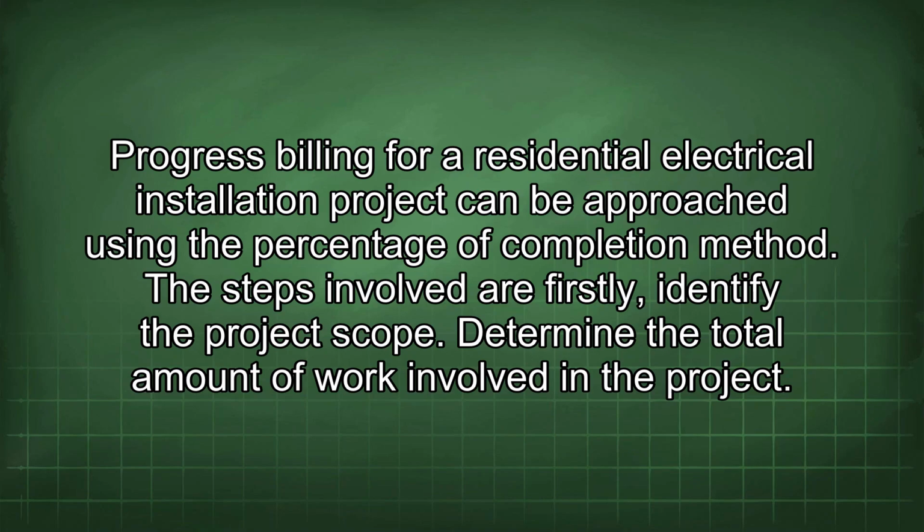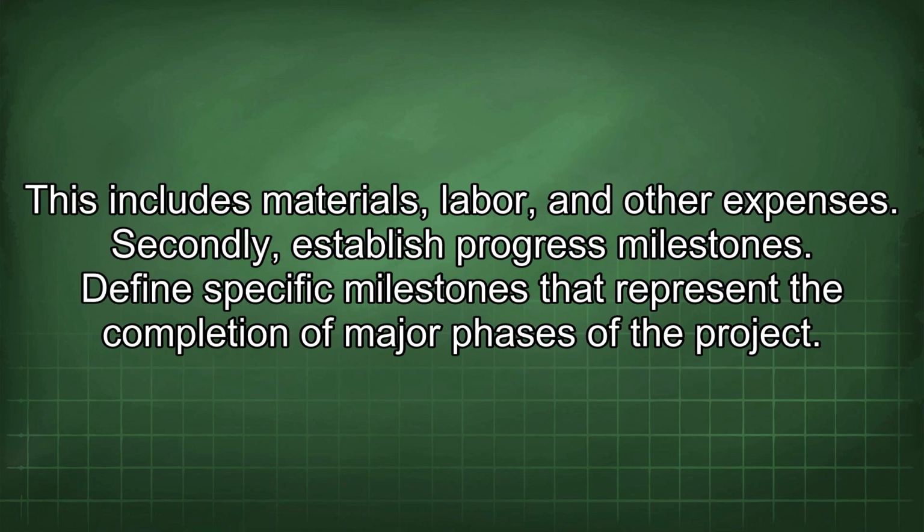Progress billing for a residential electrical installation project can be approached using the percentage of completion method. The steps involved are: firstly, identify the project scope. Determine the total amount of work involved in the project. This includes materials, labor, and other expenses.